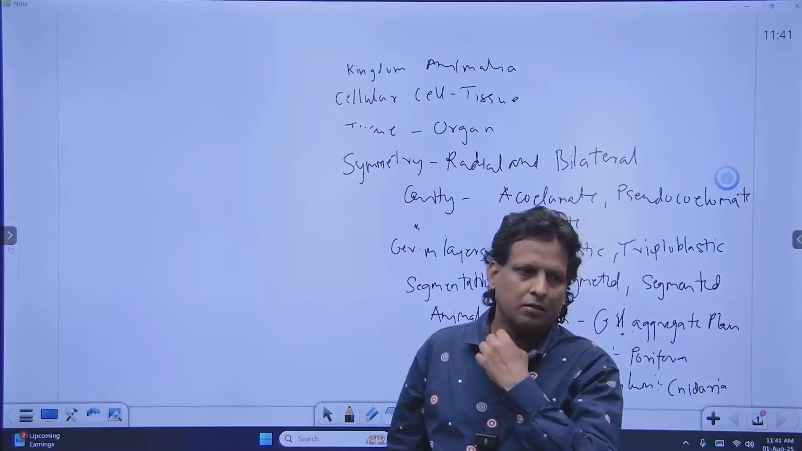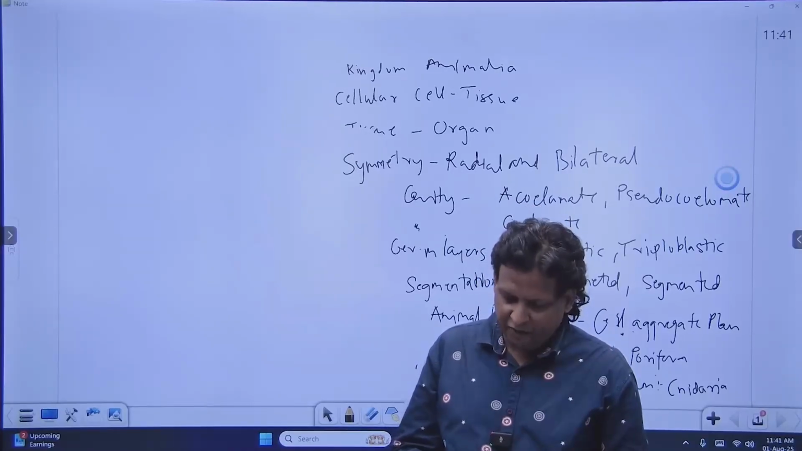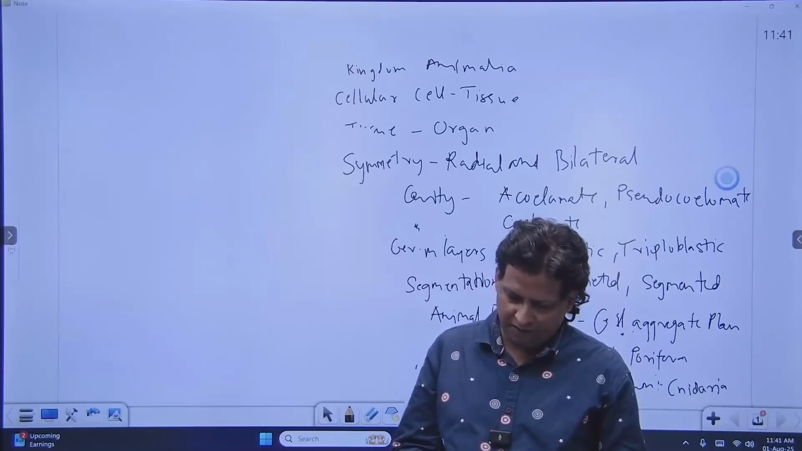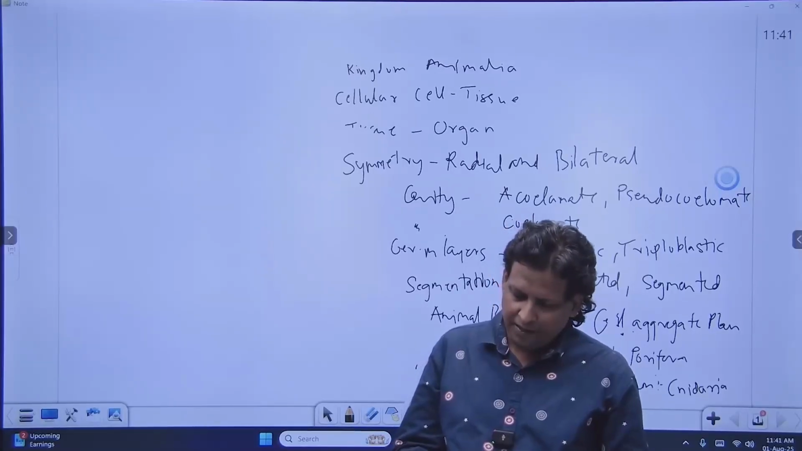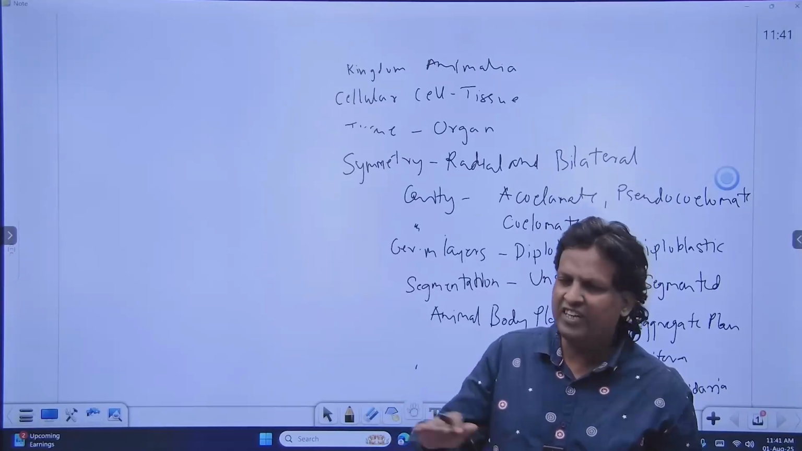Sea water, saline water which has salt, is called marine. And a few are freshwater forms. These are sessile or free swimming. They are not moving, or free swimming.